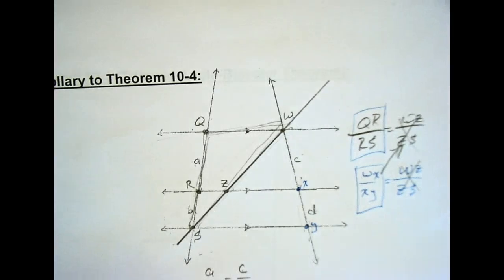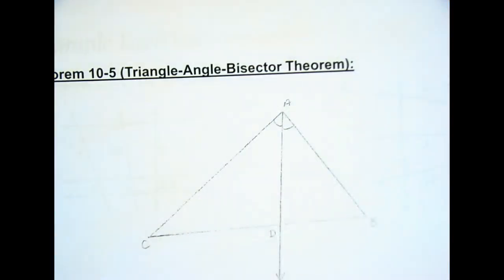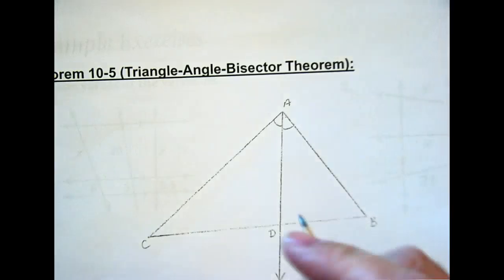Okay. Let's try the next one. Angle bisector theorem. Now the book says this one a bit differently than I would actually use it, just because I think I'm cooler than the book. So that's not really why.